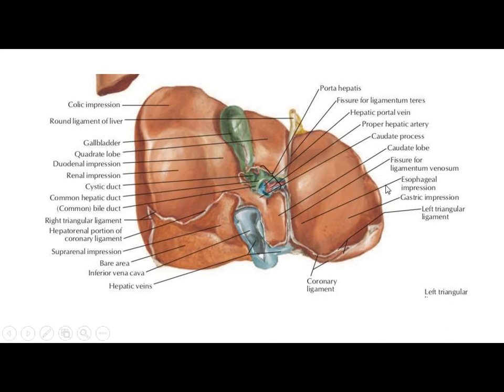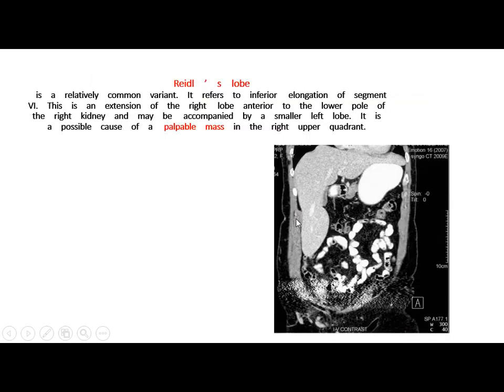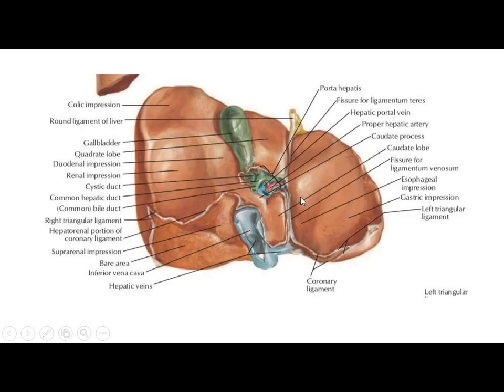The picture is inverted, upside down. When you explained, you said the gallbladder superiorly and the inferior vena cava anteriorly, but not anteriorly, posteriorly, because it is upside down, and from downward we see it.